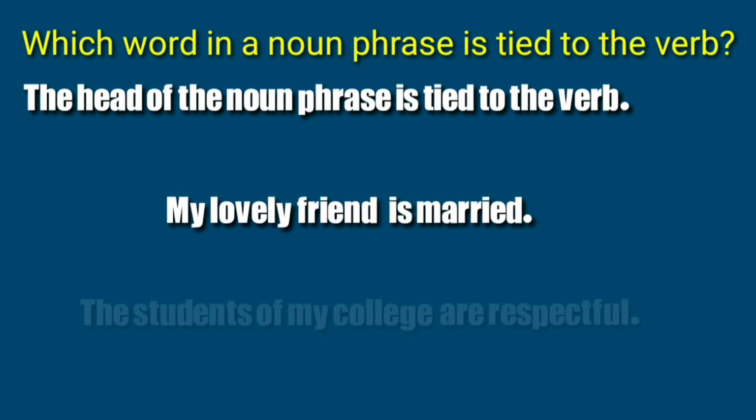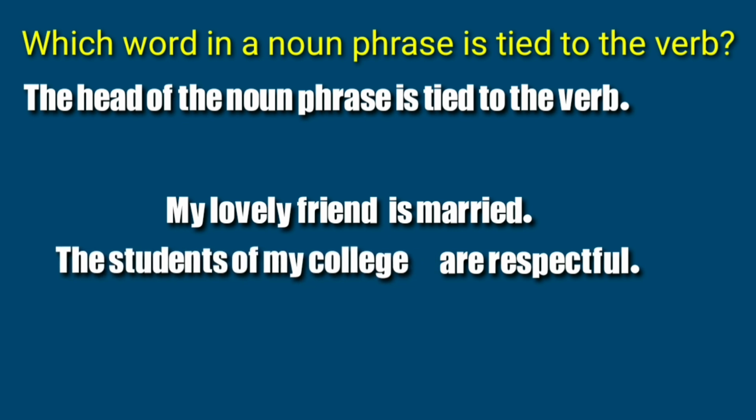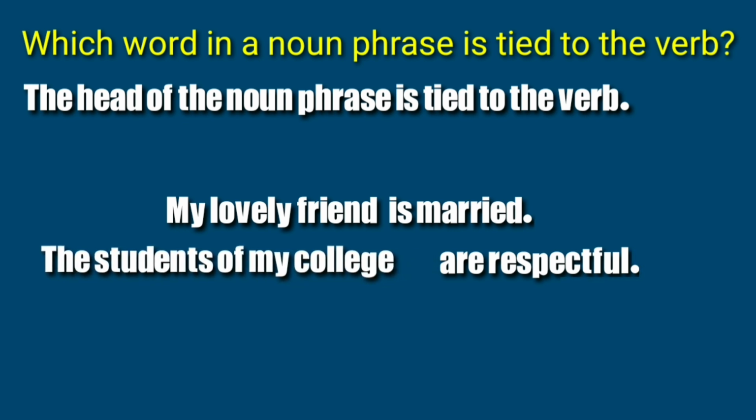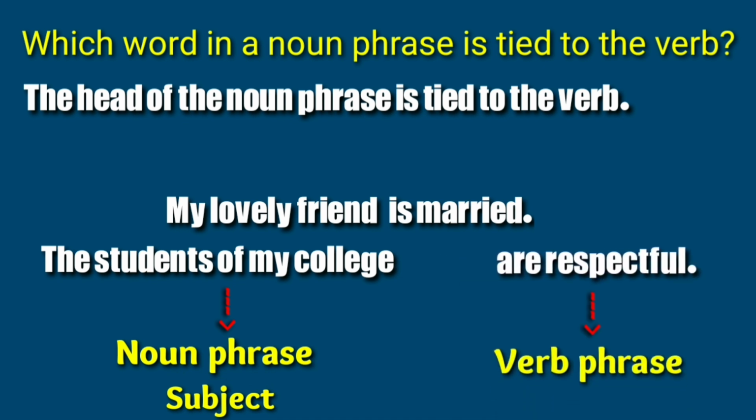Let's take another example. The students of my college are respectful. It is of two parts. The students of my college is the noun phrase and the subject of the sentence. Are respectful is the verb phrase and the predicate of the sentence. The head of the noun phrase, students, is the subject that is tied to the verb are.